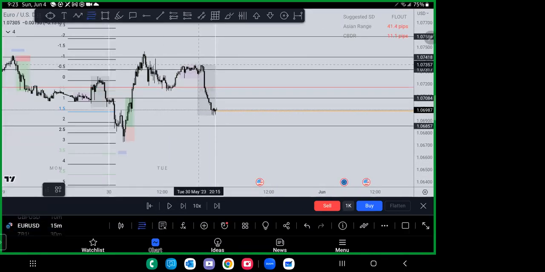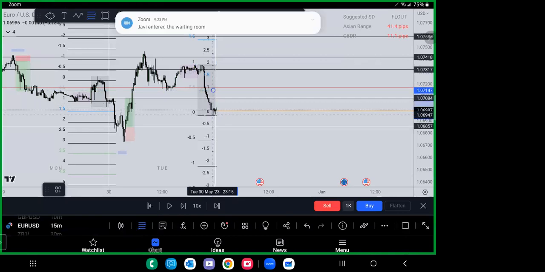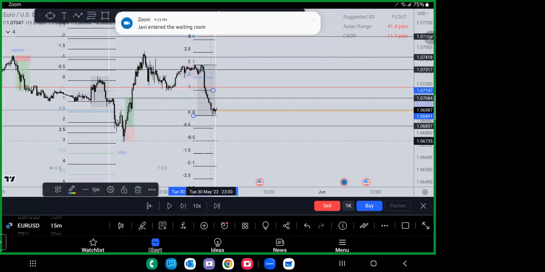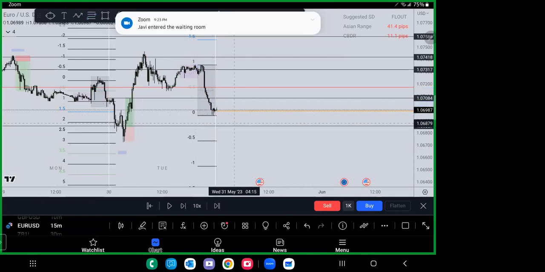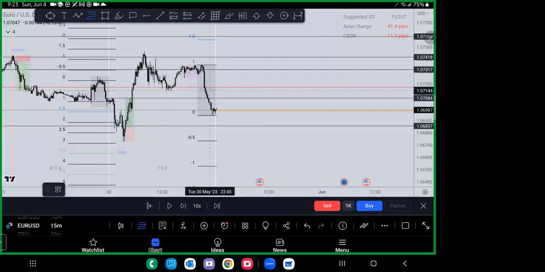Let's go full range, and then we'll go 50% here, and then here. All right, or did I just do that wrong?